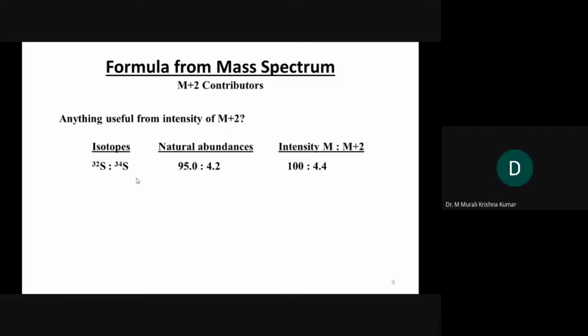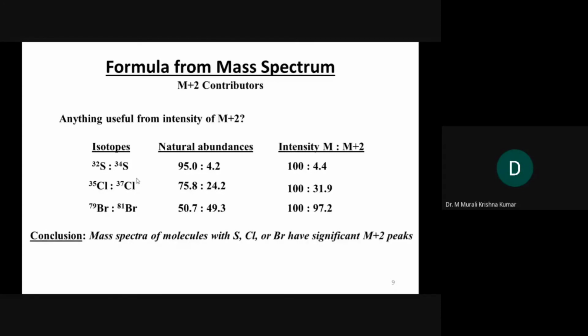If you compare the molecular ion to the M plus 2 ion, it is approximately 4.4. Then chlorine. Chlorine is almost 3:1. M and M plus 2 will be 3:1, approximately 100:31.9. Then in case of bromine, it is almost 50-50, so 100:97.2. So these are the three major contributors of the M plus 2 ion. These are the elements which we regularly observe in pharmaceutical products.